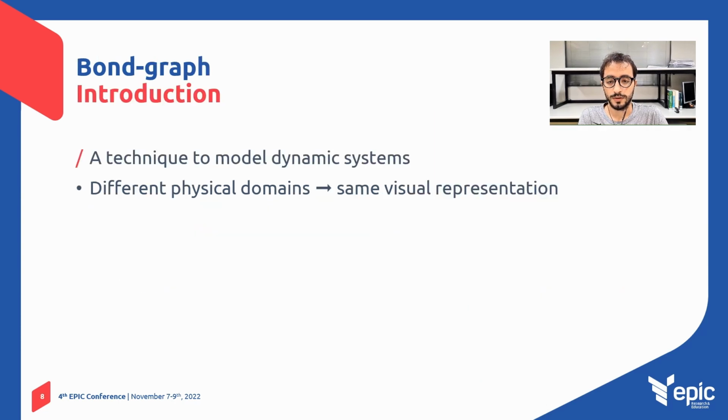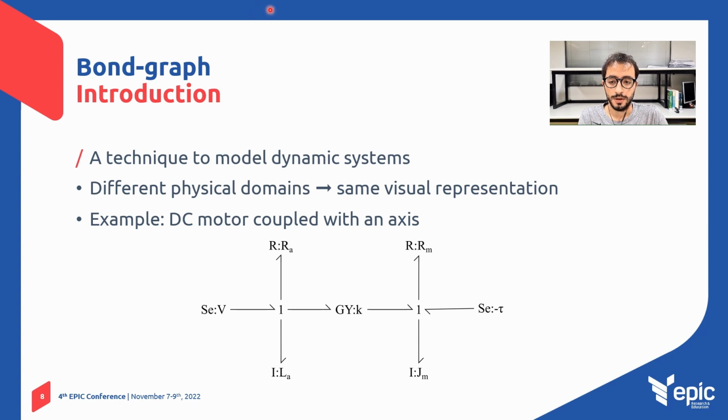Now, moving on to the ESP modeling using bond graphs. The bond graph is a technique used to model multiphysics dynamic systems. One of its characteristics is that it uses the same visual representation for different physical domains. Here, as an example, we have the bond graph for a DC motor coupled with an axis.